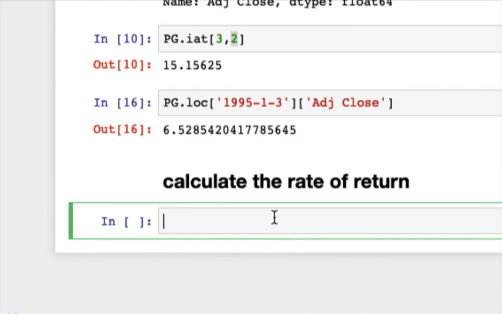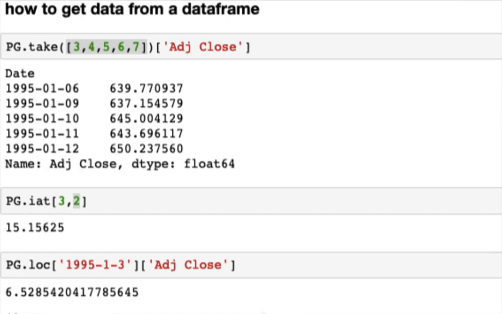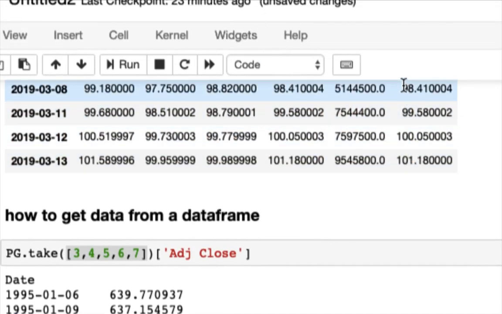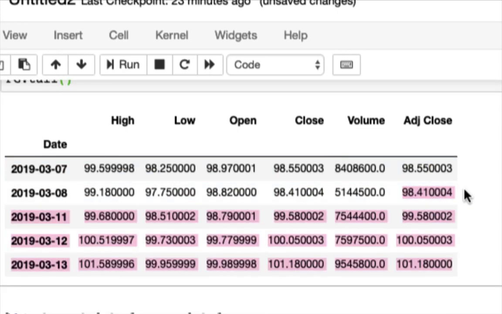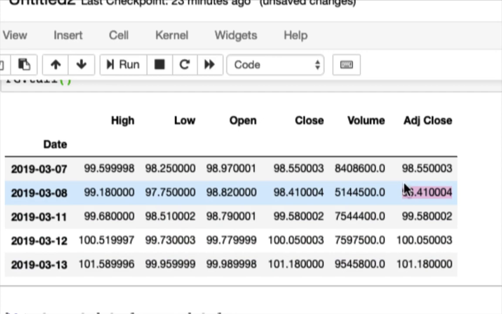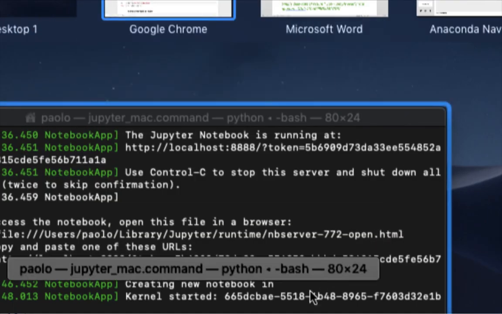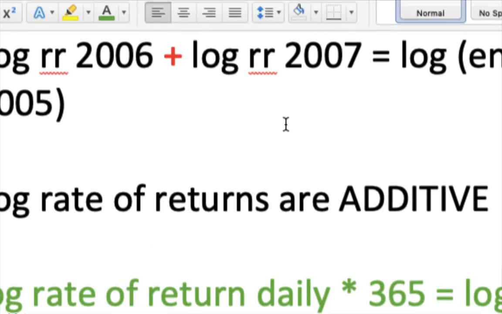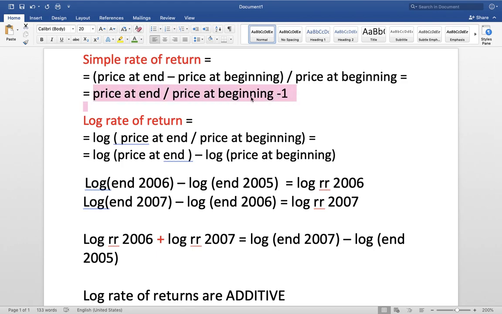Let's see how to calculate the rate of return. We'll start with a simple one. You can imagine a long list of adjusted closing prices. We will use the adjusted closing price, obviously. The rate of return is calculated taking this value here minus this value here divided by this value here. Oh, you can use the short formula: price at end divided by price at the beginning minus 1.